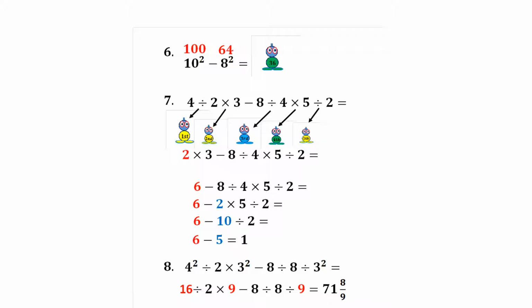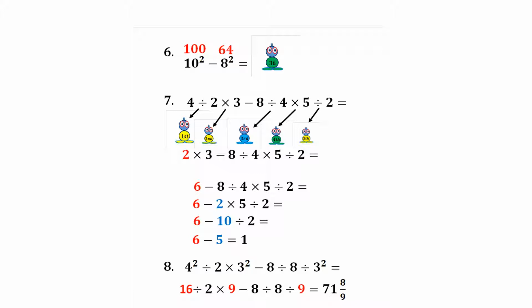Now we got 6 minus a blue 2. That's 8 divided by 4 times 5 divided by 2. Now, 2 times 5. That's 10. So now we got 6 minus 10 divided by 2. 10 divided by 2 is 5, and 6 minus 5 is 1.